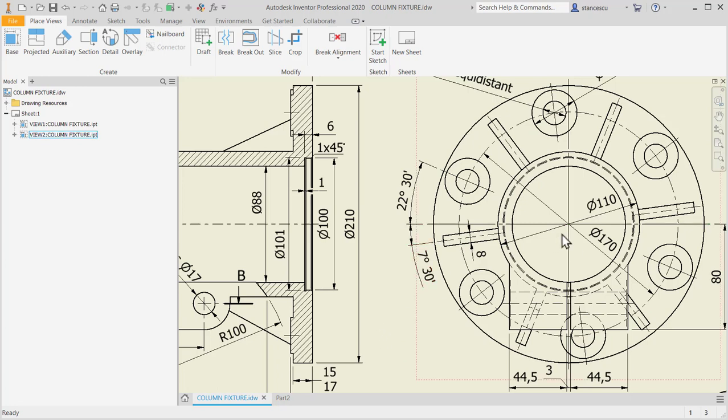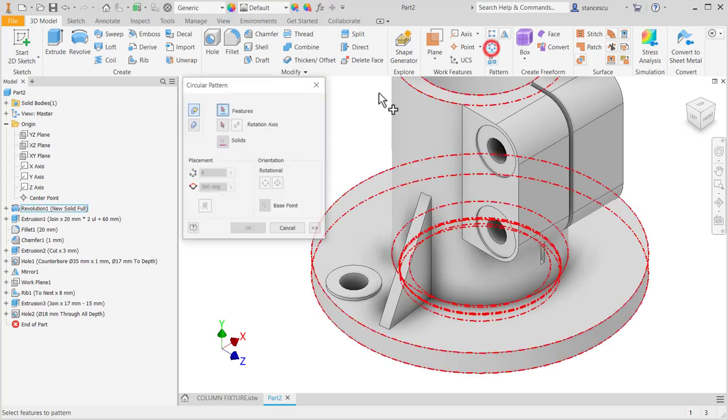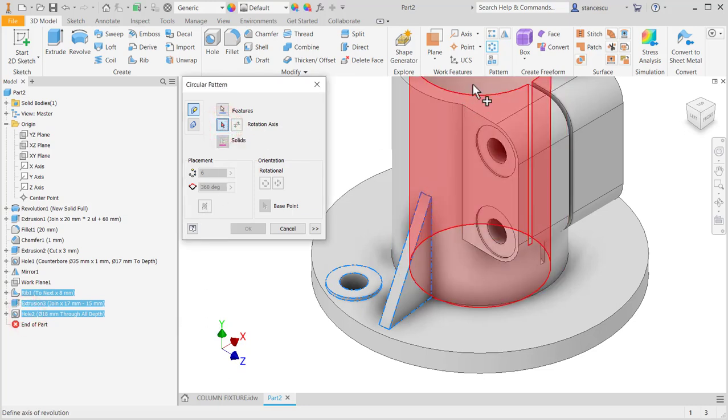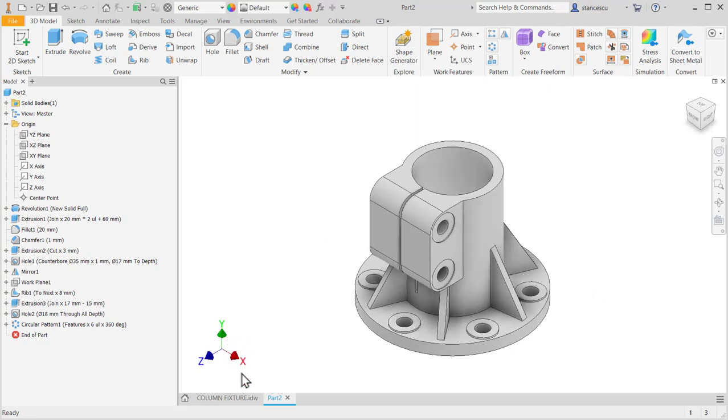instances, and look where is this diameter, 170 divided by 2 was the radius. Okay, circular pattern, 1, 2, 3 features. Axis is this. Okay, it seems to be finished. Yes, what else to be placed?